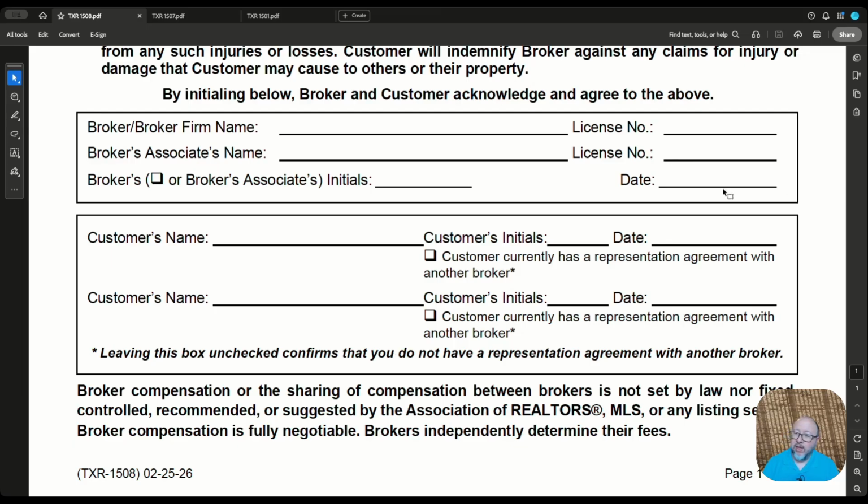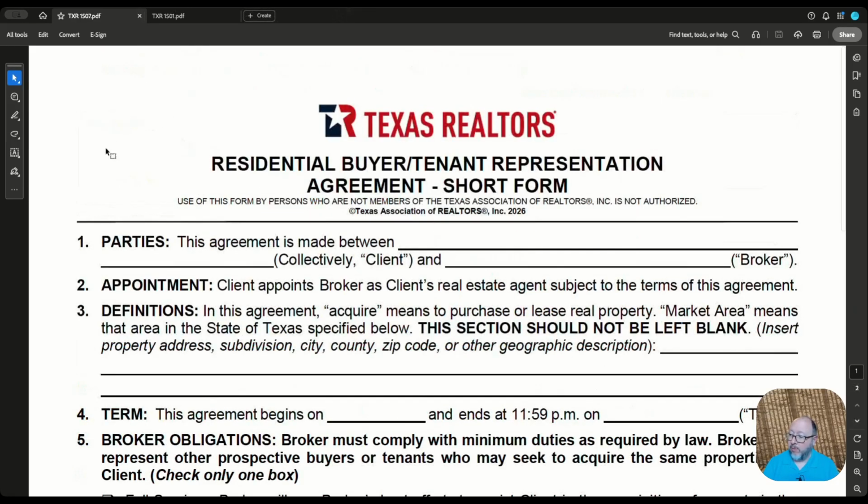Okay, so that is the unrepresented customer agreement, TXR 1508. Now let's go to the short form. You've shown someone a house as an unrepresented customer, and they say, I want to go back, or I want to make an offer, or I need some advice or opinions on this. Great, we need to get you under a representation agreement.